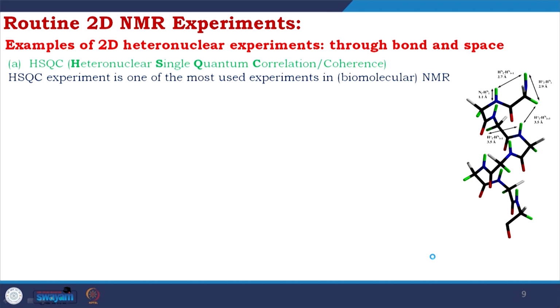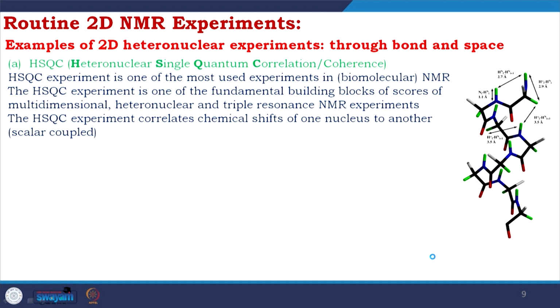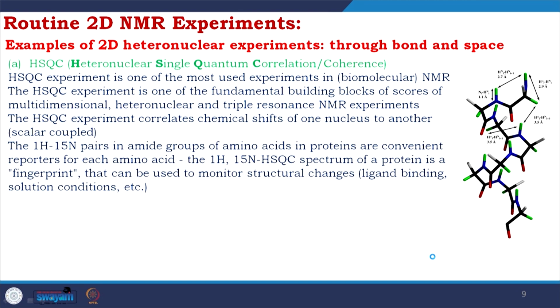HSQC experiment is one of the most used experiments in biomolecular NMR, that is the determination of structure of DNA and protein, majorly protein. The HSQC experiment is one of the fundamental building blocks of scores of multidimensional heteronuclear and triple resonance NMR experiments. The HSQC experiment correlates chemical shifts of one nucleus to another.